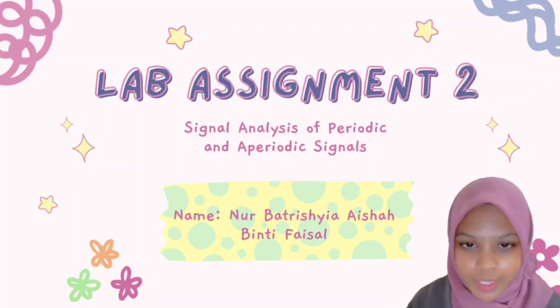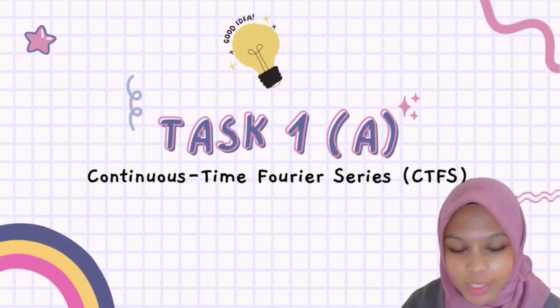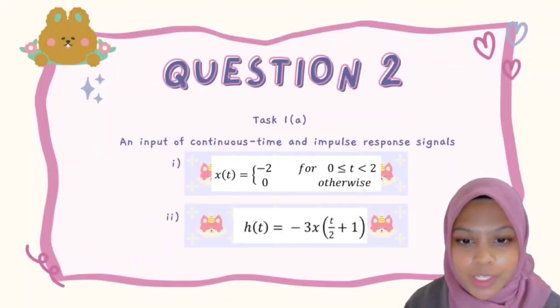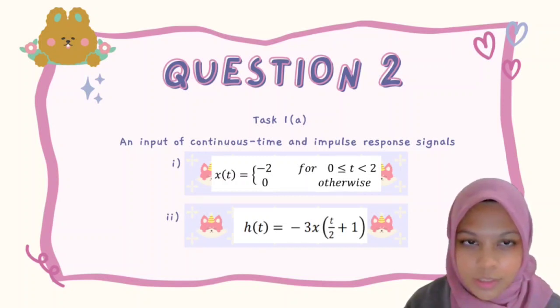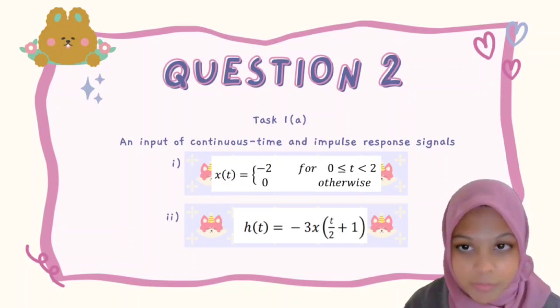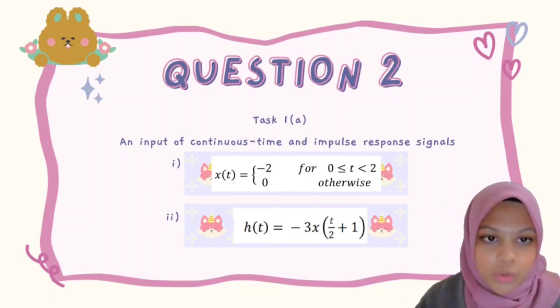I'm going to present you assignment 2, which is signal analysis of periodic and aperiodic signals. So let's go to task 1A, which is continuous time Fourier series, CTFS. In this task, I have two questions regarding the continuous time Fourier series, where I need to find the input of continuous time and impulse response signals x(t) and h(t) with the time period T equal to 6.